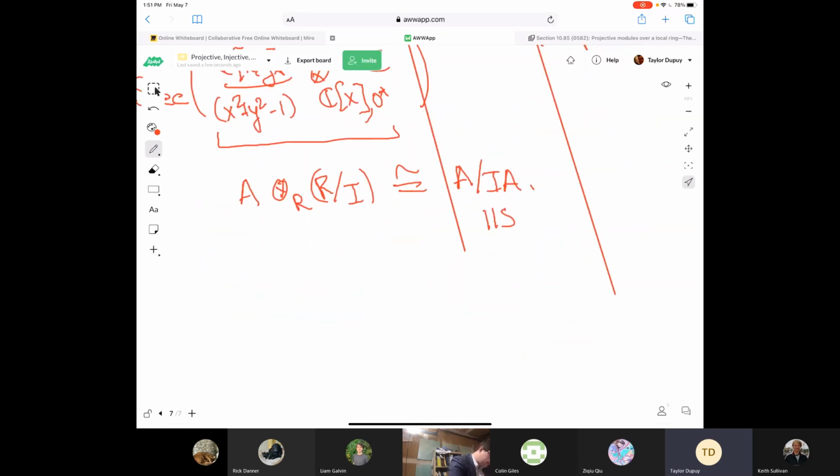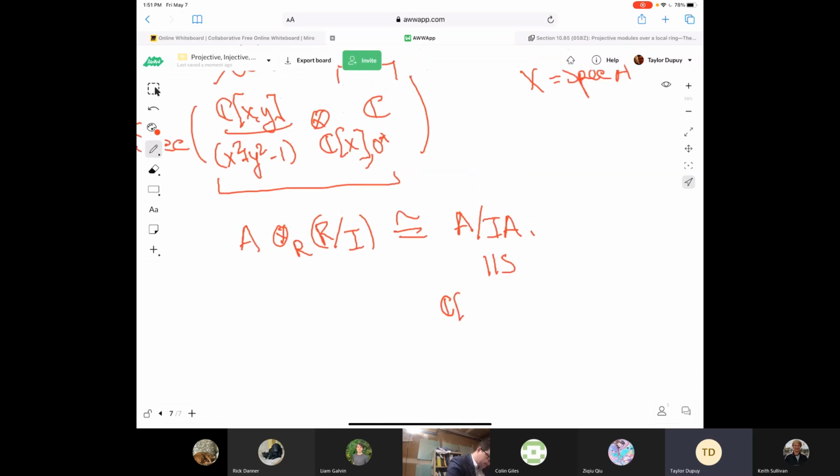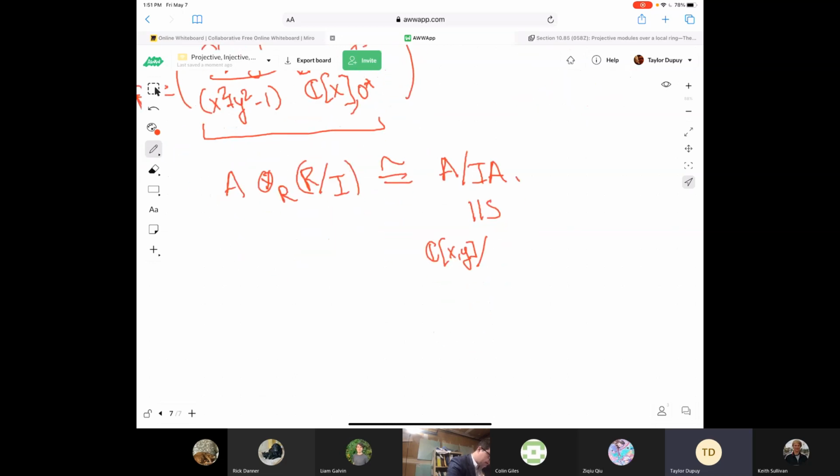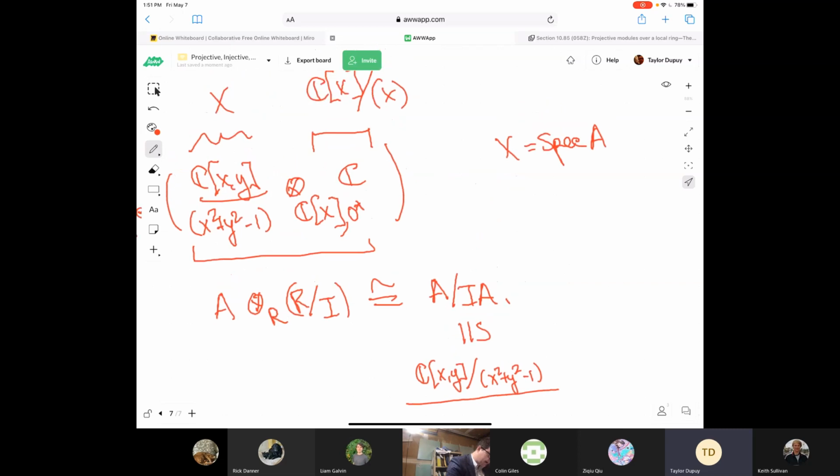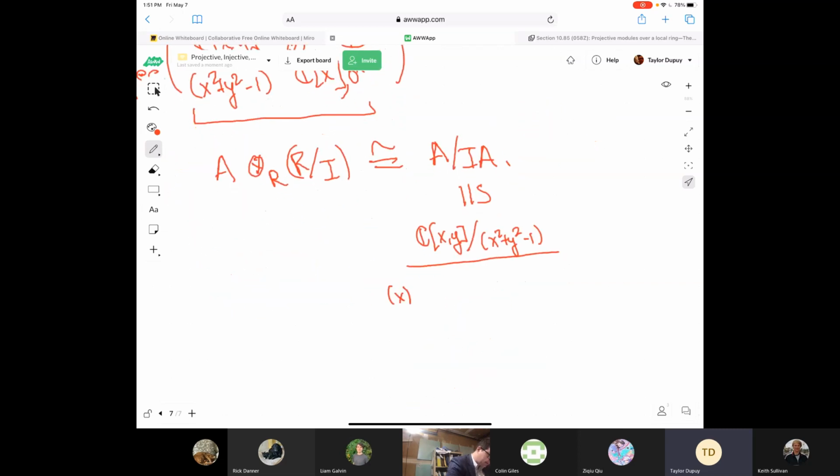So this is C of xy, mod x squared plus y squared minus 1, and now we're doing the ideal x times C of xy mod x squared plus y squared minus 1. So we're doing this whole thing. And what is this? This is really just the top thing modded out by x.